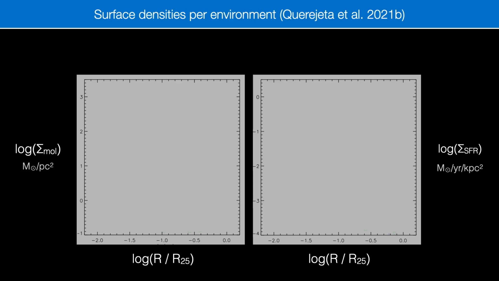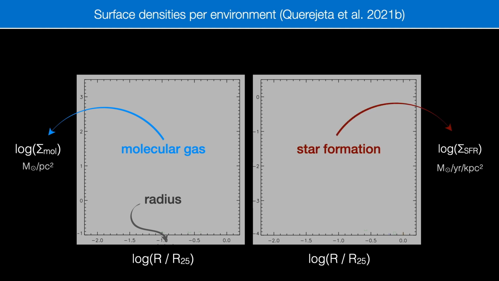Now we are going to examine not only the total amount of gas and star formation, but how their surface densities distribute across environments, the mass per unit area. On these plots, I'm going to show the distribution of surface densities as a function of normalized radius. On the left, in logarithmic scale, molecular gas surface density as a function, also in logarithmic scale, of radius normalized by a reference radius, R25. On the right-hand side, the equivalent thing for star formation rate surface densities, also as a function of radius.